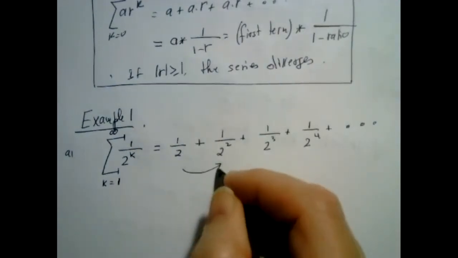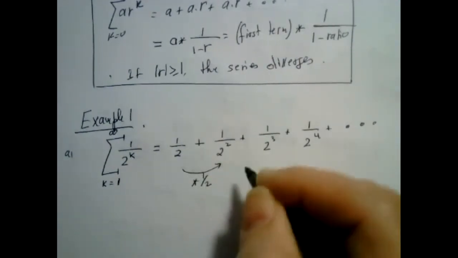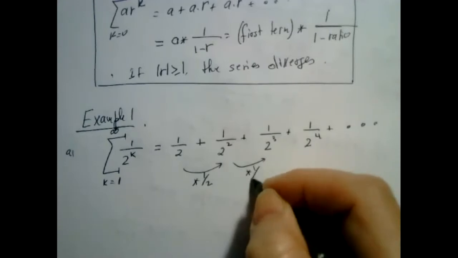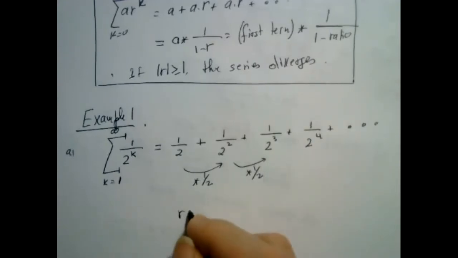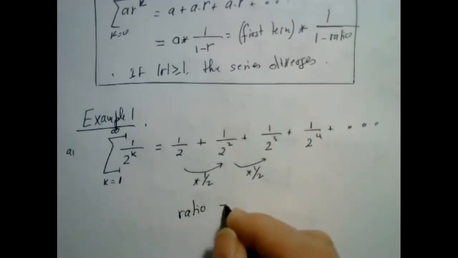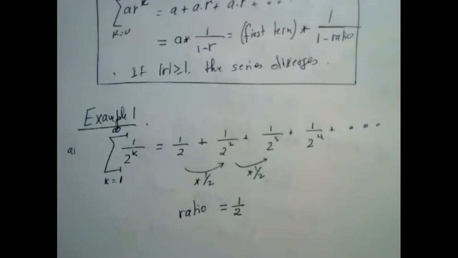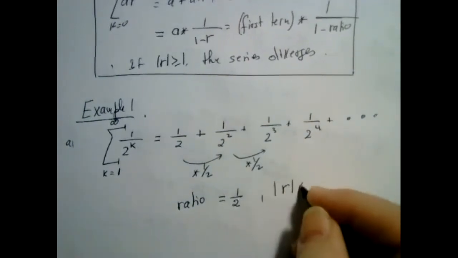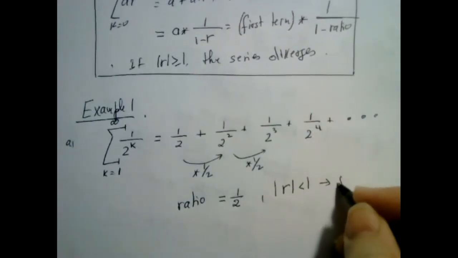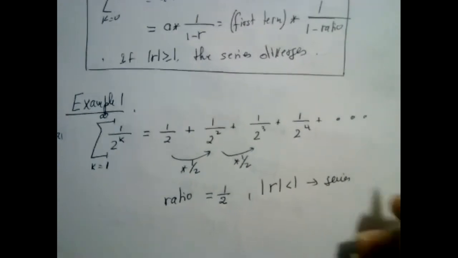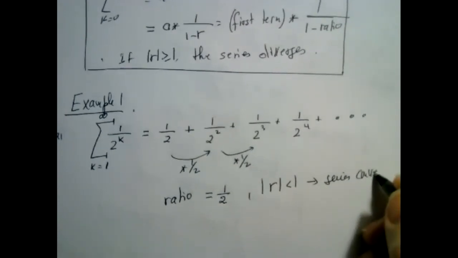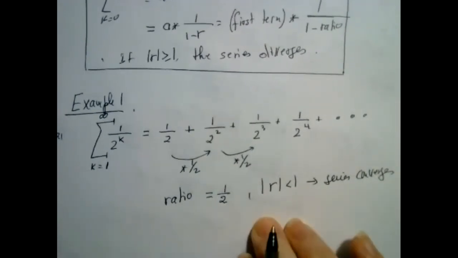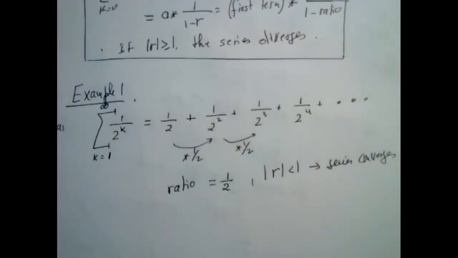So from one term to another, I'm multiplying by a half. So the ratio here is equal to a half. Okay, so the ratio is less than 1. It means that the series converges. So we have to go through every step. Ratio less than 1, the series converges. So now what is the sum?